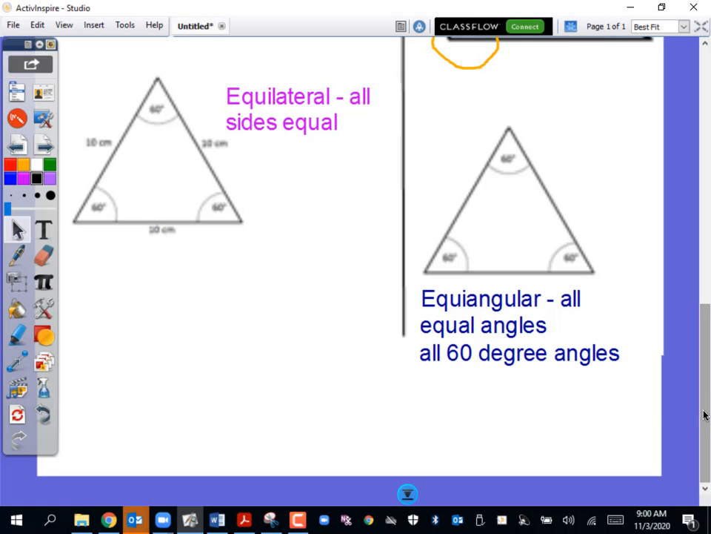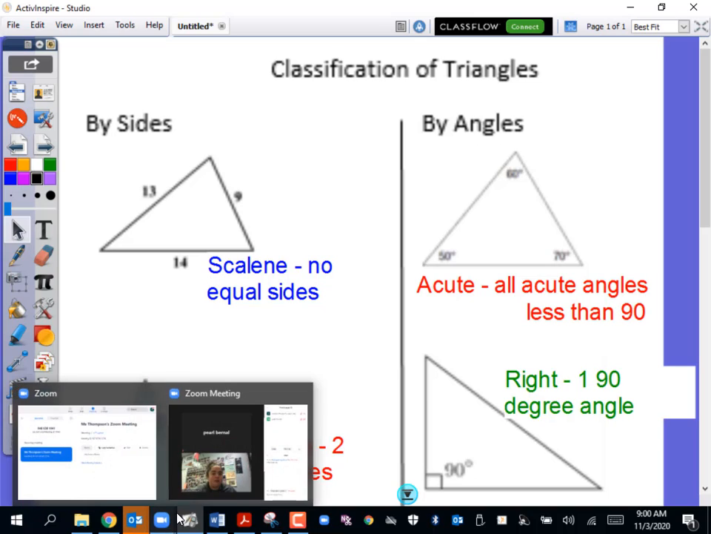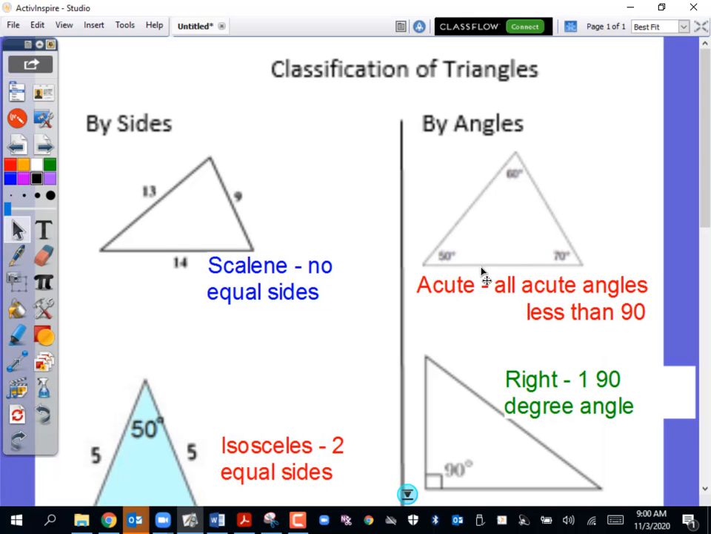So depending on how it asks you to label, whether you are supposed to label by sides or by angles, that should be the words that you're looking for. If you're naming by sides, your options are scalene, isosceles, or equilateral. If you're naming by angles, then it's acute, right, obtuse, or equiangular. So now that you watched the video, go ahead and start the quizzes.